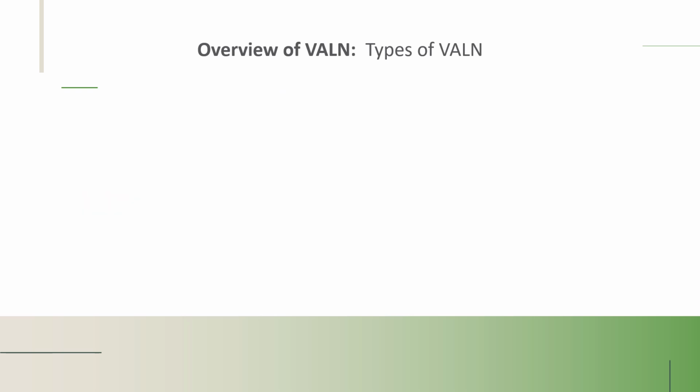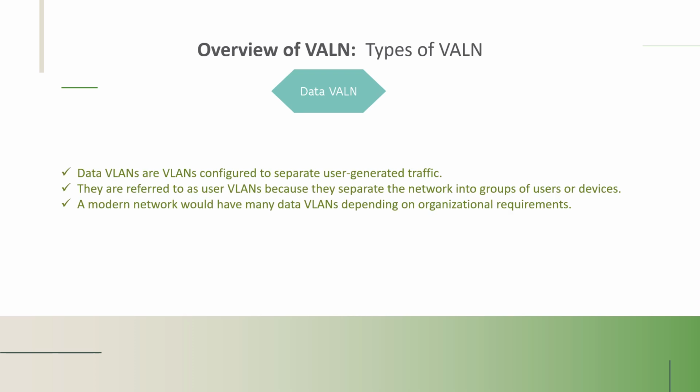Another kind of VLAN is the data VLAN, which is configured to separate user-generated traffic. They are referred to as user VLANs because they separate the network into groups of users or devices. A modern network would have many data VLANs depending on organizational requirements. Voice and network management traffic should not be permitted on the data VLAN. And here are listed all these characteristics of the data VLAN.